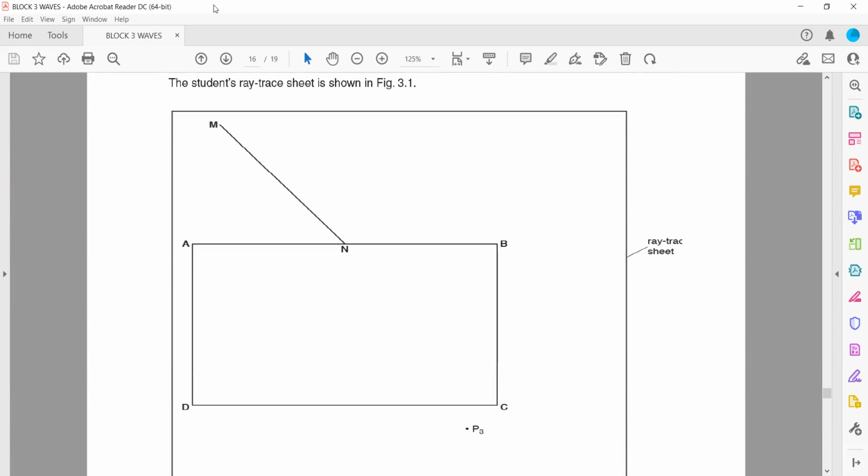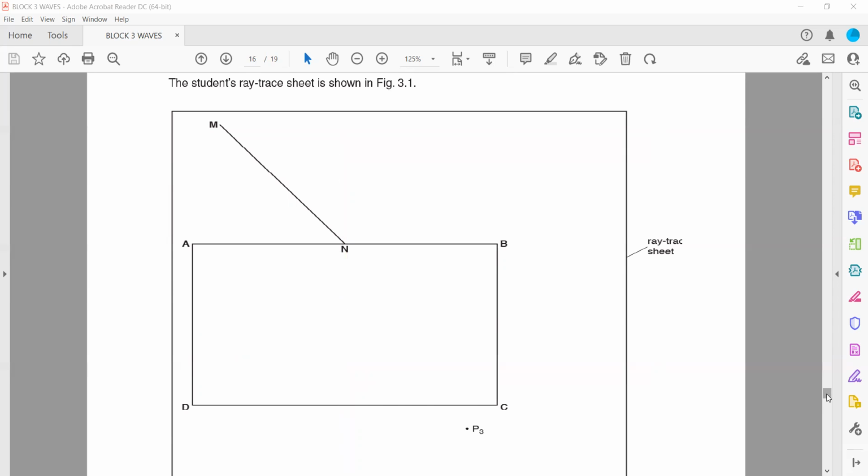So we have to draw a normal here above AB. Normal means the line which is 90 degrees or perpendicular to the surface. And we have to continue this line until it crosses CD. The point where this normal crosses CD, we label that as L.